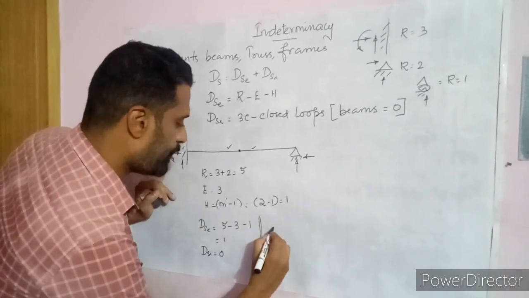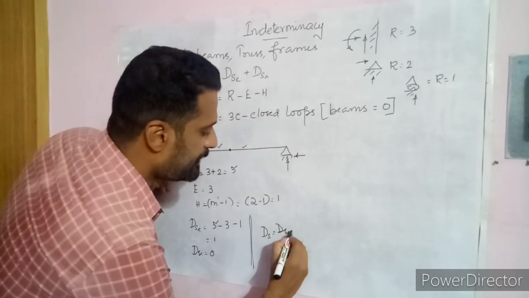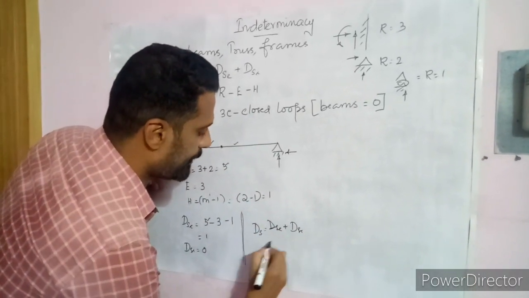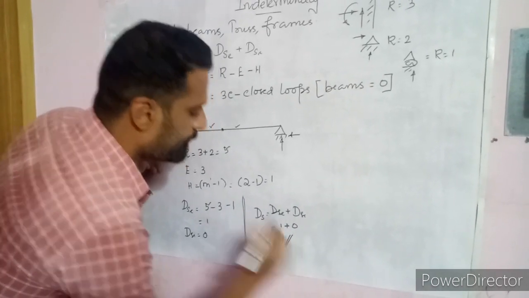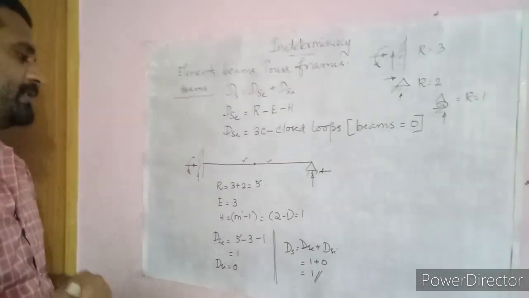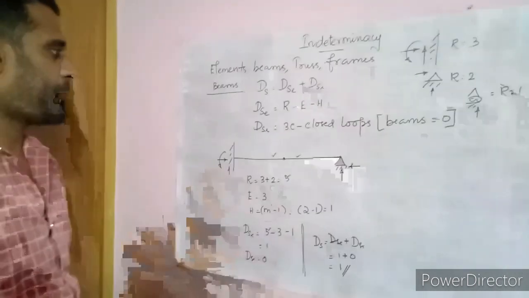So therefore the overall statical indeterminacy is external indeterminacy plus internal indeterminacy. So 1 plus 0, which is 1. So the degree of statical indeterminacy for this beam is 1.